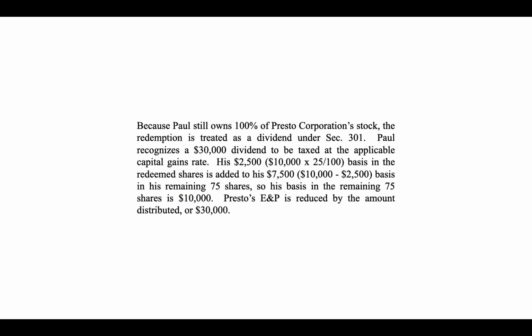So, like we said, because Paul still owns 100% of Presto's stock, the redemption is treated as a dividend. He has a $30,000 dividend. His $2,500 basis in the redeemed shares is going to be added to his $7,500 basis in his remaining shares. So his basis is still $10,000 in 75 shares now. And Presto's earnings and profits is reduced by the amount of the dividend, which is $30,000.